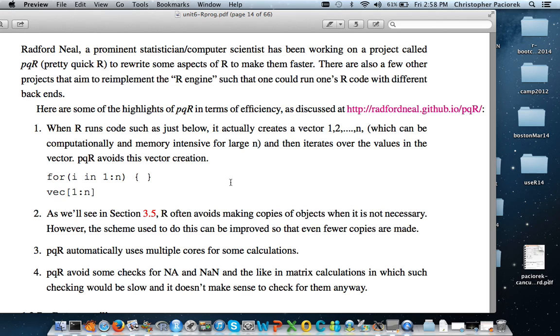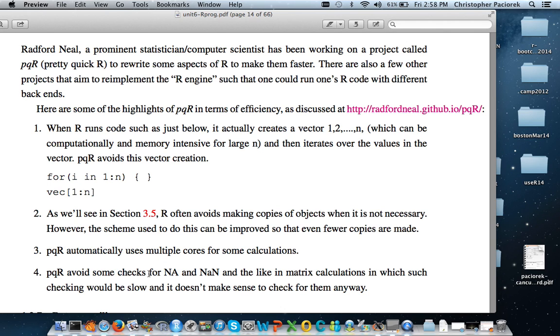And he's done a bunch of work to basically avoid making extra copies of objects in R, which is something we're going to talk about. R already doesn't make copies in some cases where you might expect it to make copies, but he's done a bunch of work to avoid even more copies. And I think some of that is now being built into more recent versions of R.